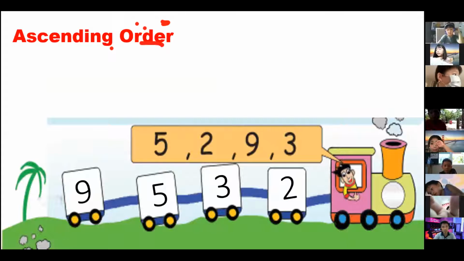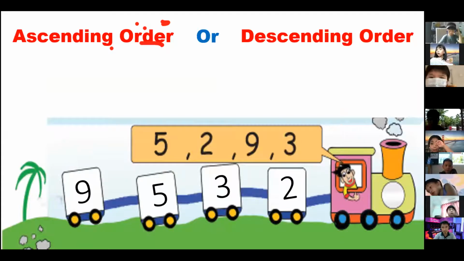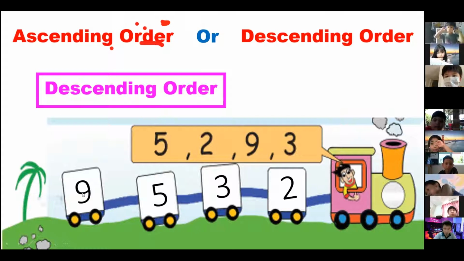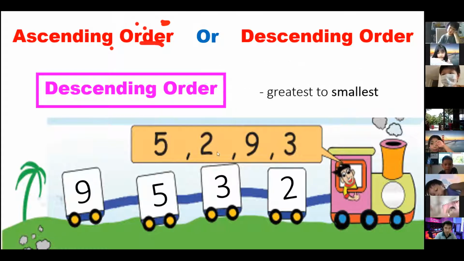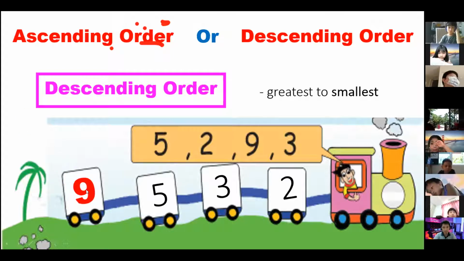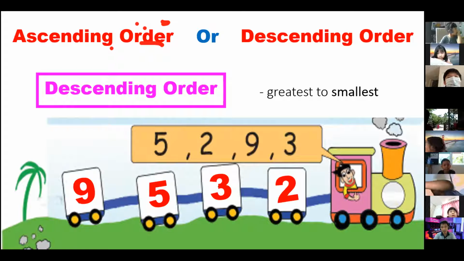How about this one? Is it ascending or descending? Look at the numbers here. Always remember that descending starts from the greatest number. As you can see here, 9 is the greatest number. So here, 9, then 5, then 3, and 2. So that is called descending order, from the greatest down to the smallest.